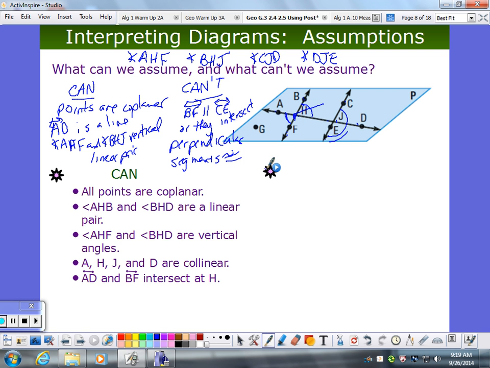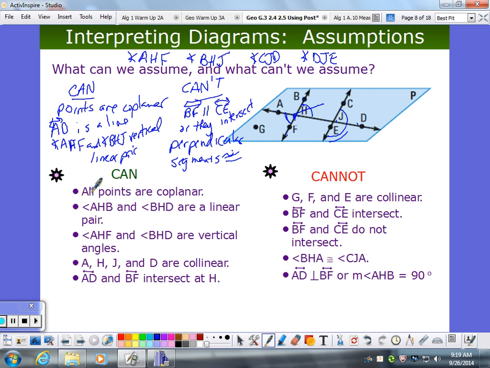Let's look at the list that I wrote out here. All points are coplanar. Angle AHB and BHD are a linear pair. We've got other linear pairs that we can assume just by looking at it. And because they're a linear pair, we can assume they are supplementary. AHF and BHD are vertical angles. You can assume that. If you see something crossing, you see intersecting lines, and you have vertical angles. And you can look at collinear points that are actually on a line. A, H, J, D are collinear.